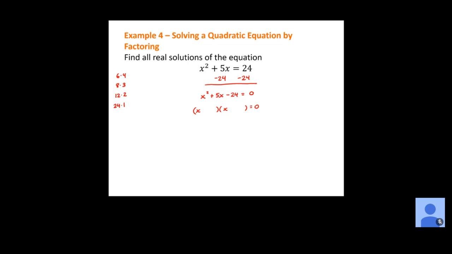Now in this case, we know the signs are going to have to be opposites in order to get a negative 24. So I know one of these is going to be a positive and one of these is going to be a negative. And so now looking at my options over there, the only one of those that could give us a 5 in the middle is going to be the 8 and the 3. And since I want this to be a positive 5x, that means my larger value 8 needs to be the positive and my smaller value 3 needs to be the negative.